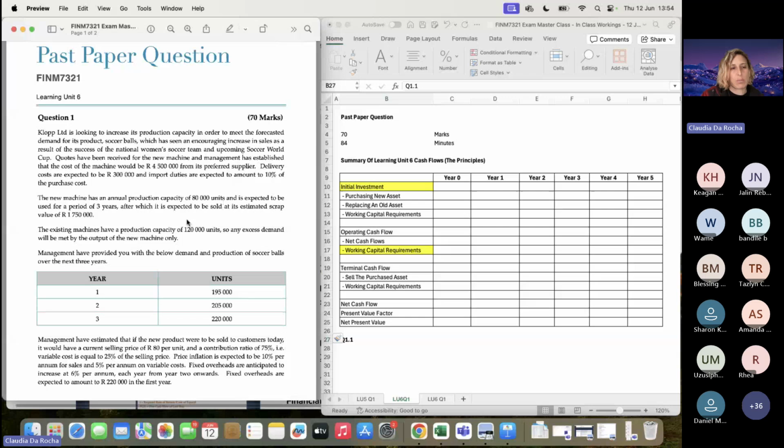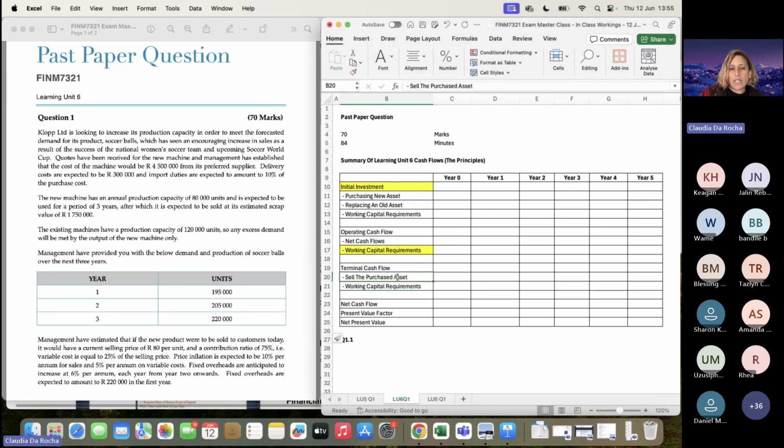Right, then we go to the next part. It says the new machine has an annual production capacity of 80,000 units and is expected to be used for a period of 3 years, after which it is expected to be sold at its estimated scrap value of 1.75 million. Okay, so they are giving us our production capacity for this new machine, and then it's going to be sold. So remember I said the sale of a purchased asset would be in the terminal cash flow portion, but this question hasn't asked us to do that, so we're not worrying about that.